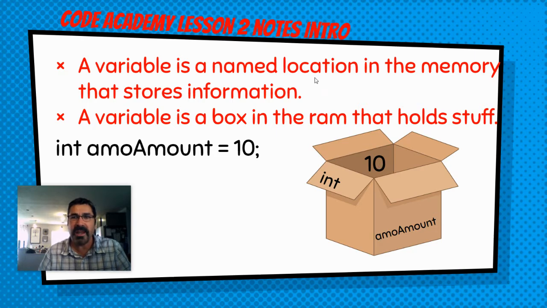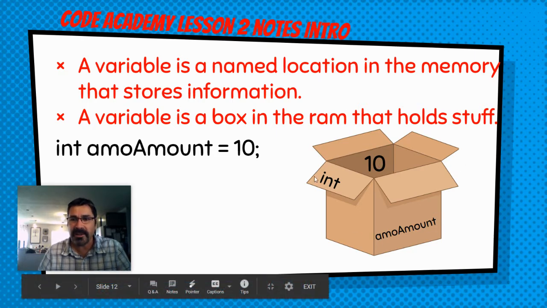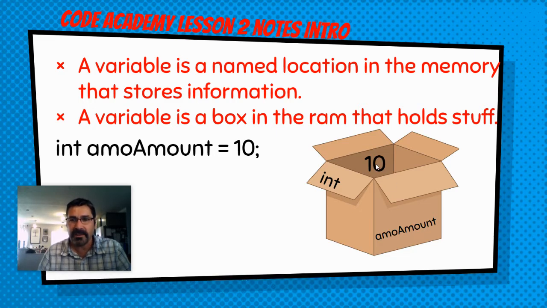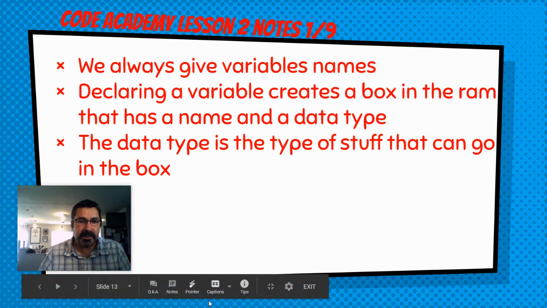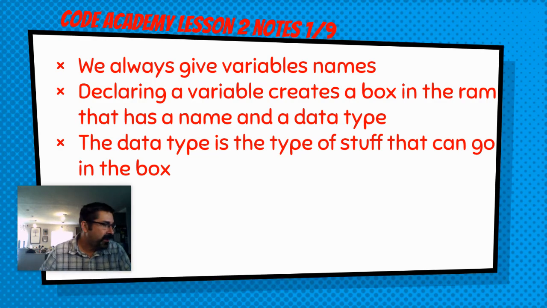Okay, so a variable is a named location in the memory. So this is like the RAM. It has a name, and it stores information like that. Okay, or a box in the RAM that holds stuff. Okay, all right. So let's take a look at Code Academy here, and we'll actually start doing the first lesson.